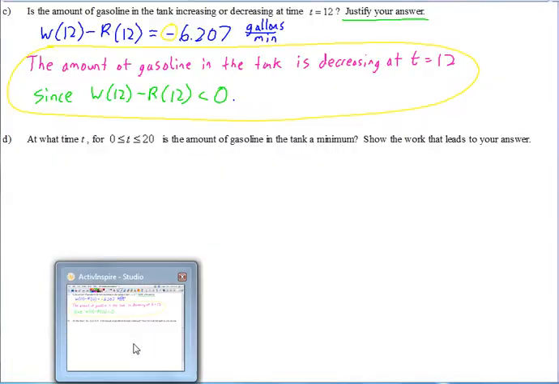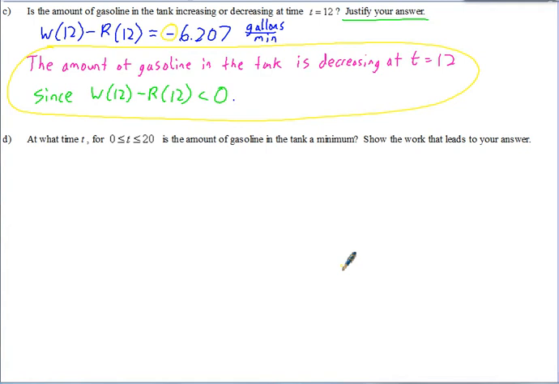All right, let's take a look at the next part. It says, at what time for 0 to 20 is the amount of gas in the tank at a minimum? So again, when it doesn't specify, that minimum means absolute. Show the work that leads to your answer. So to find the minimum, what you'd have to do is first set the overall derivative, which was W(t) minus R(t), equal to 0, and then we use our calculator to find that.